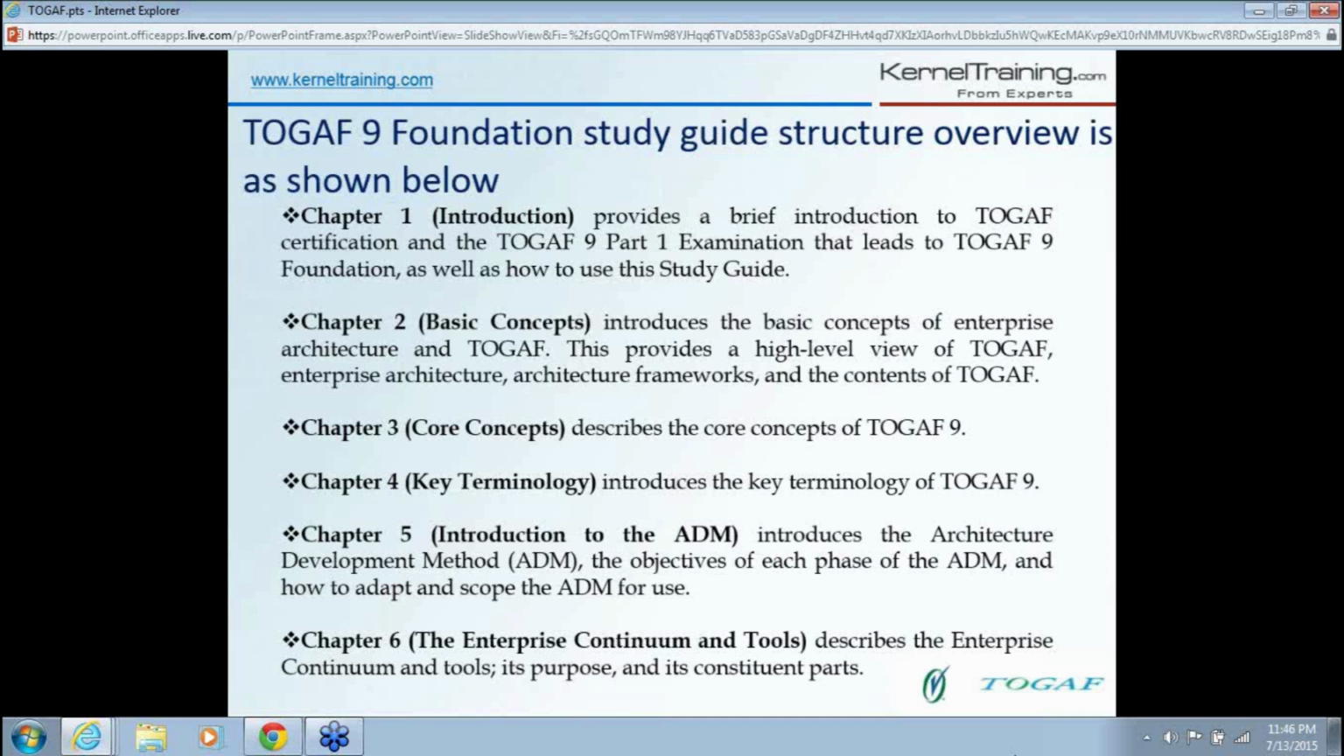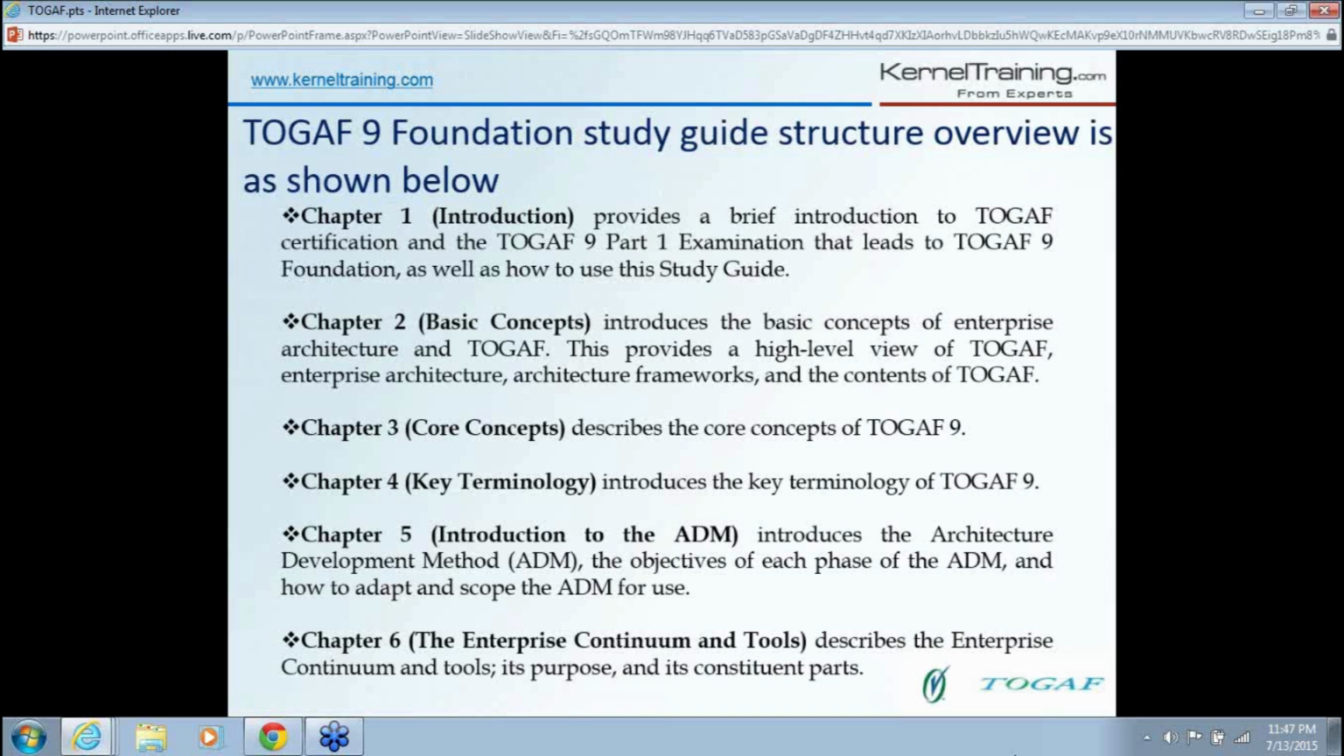When you look at the Foundation Study Guide overview, the first chapter is an introduction to TOGAF 9. The second chapter is basic concepts. Chapter 3 covers the core concepts. Chapter 4 is the key terminology that's used in TOGAF 9.